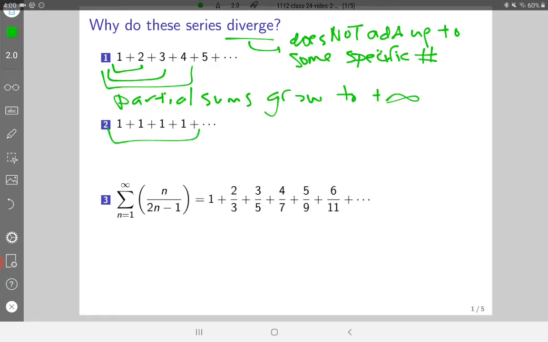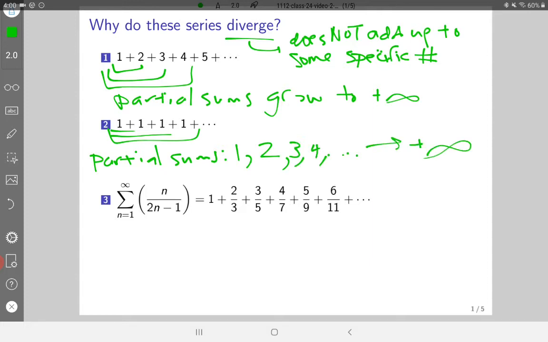In the second example, I have the same situation happening where the partial sums are growing, but they're doing so a little bit more slowly than the previous example. If I add up the first one term, I get 1. If I add up the first 2 terms, I get a total of 2. If I add up the first 3 terms, I get a total of 3, and so on and so on. That's also diverging away to positive infinity.